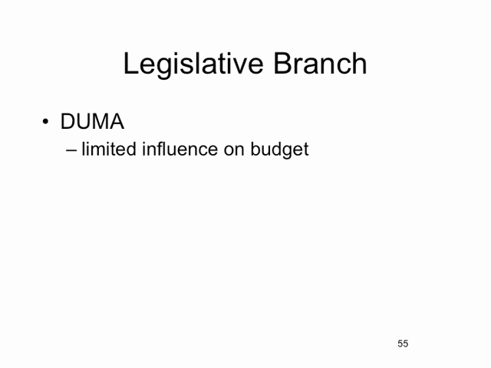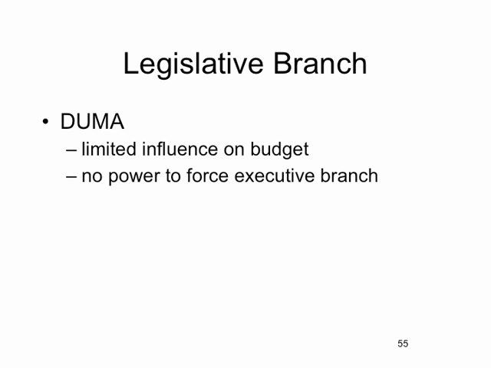Anyways. So the Duma cannot do certain things. They have very little influence on the budget. They have no power to force the executive branch. They can't make the president execute laws, which is usually the executive branch's job. But if they choose not to do it, the legislature can't do anything about it.